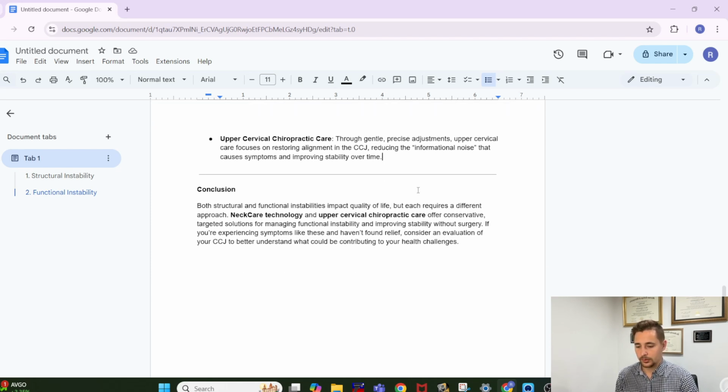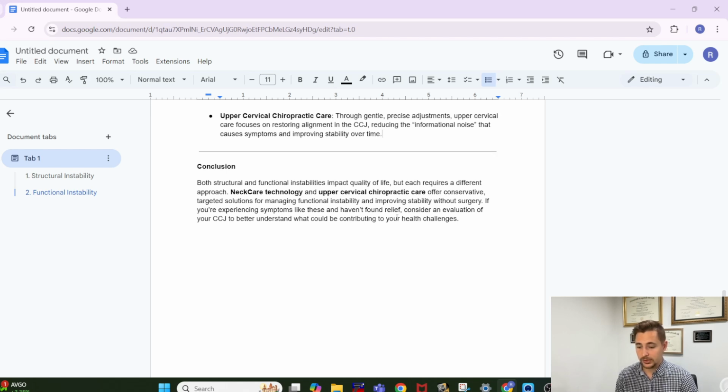So just a conclusion on these. Both structural and functional instabilities can impact quality of life. They each require a different targeted approach. NeckCare and upper cervical can offer a conservative targeted solution for managing functional instability and improving stability without surgery. So if you're experiencing different symptoms like headaches, neck pain, dizziness, and you've been to a lot of different doctors and no one's been able to help you because all of your scans and labs and different things are normal, but you feel like maybe there's something going on in your neck, you could have something going on up there, like this functional instability, where it's the noise that's causing your symptoms because your brain doesn't know how to interpret it.